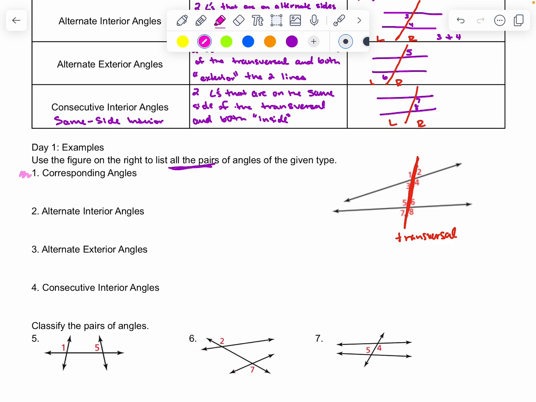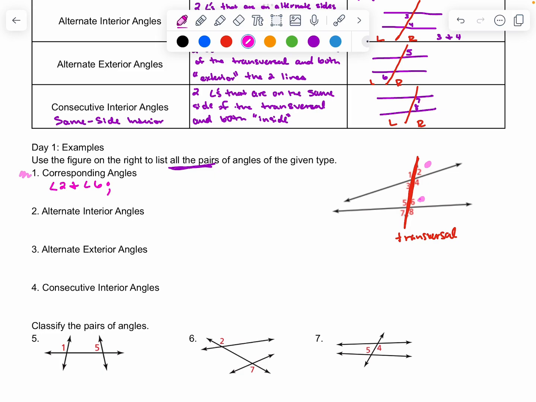So I'm going to go with corresponding angles. For instance, if I go with 2 here, who is also in the top right portion? That'd be 2 and 6. I'm only going to dot one example of this, because otherwise if I do all of the pairs, then all of the angles are going to be pink. So I only want to set up one set. So 2 and 6. That's one set.